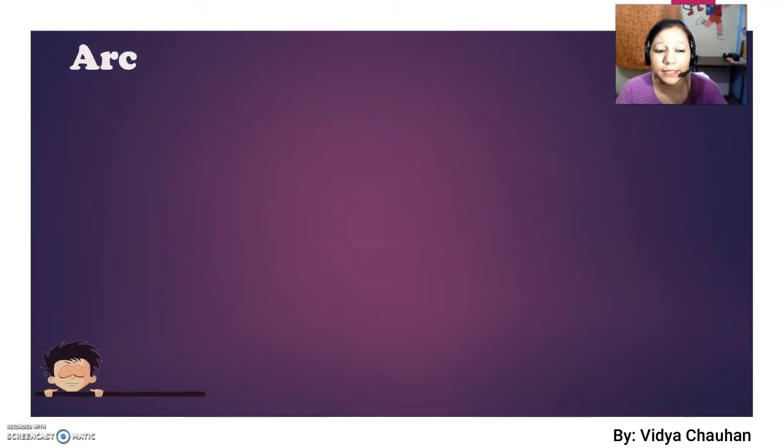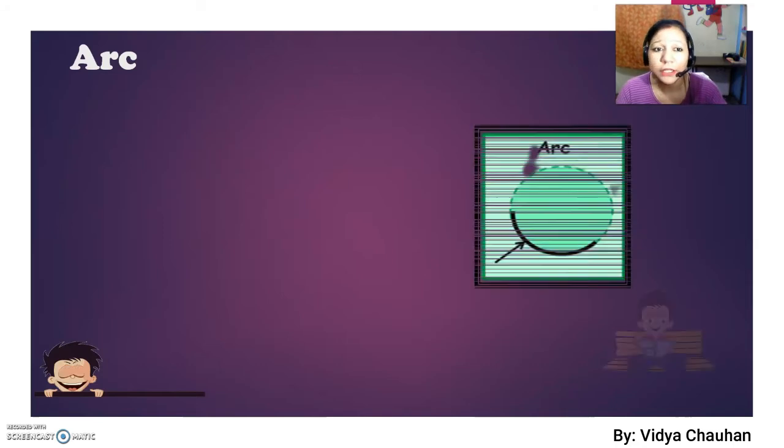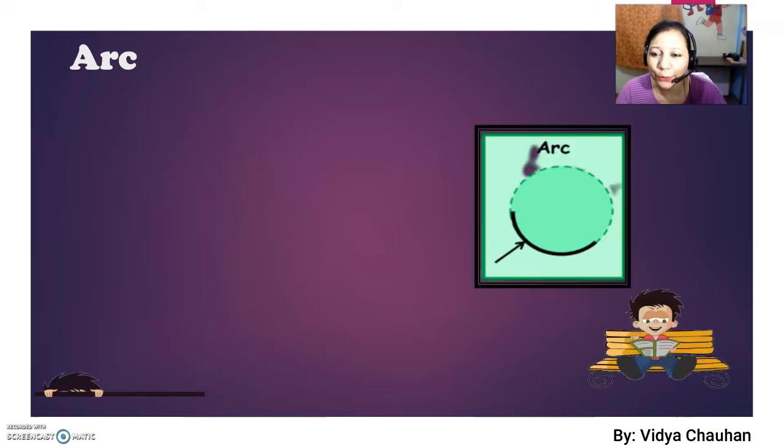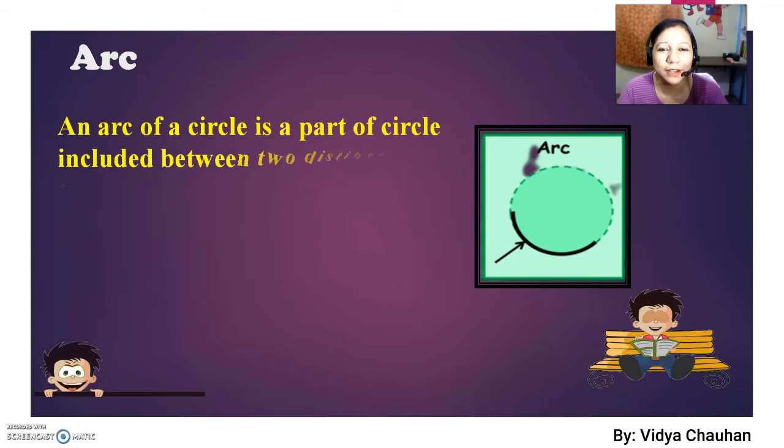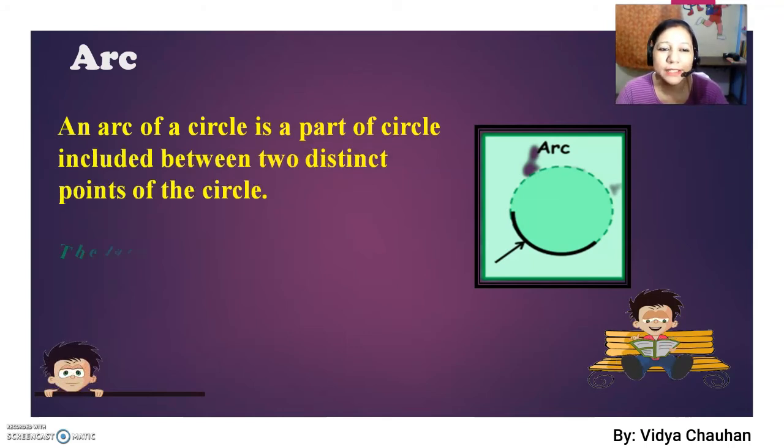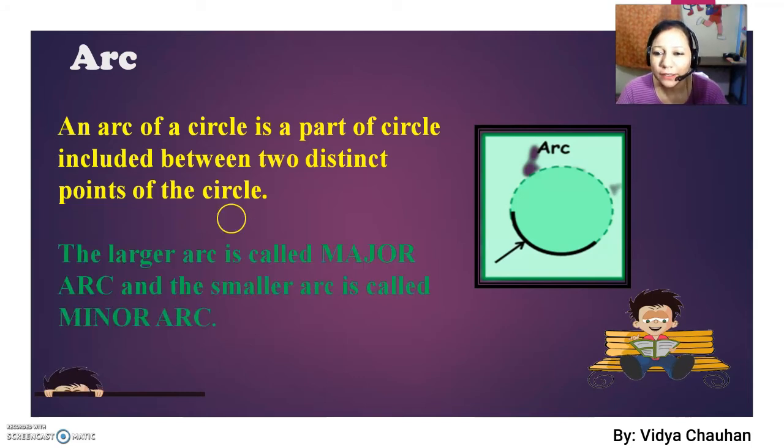After chord, next is our arc. So let's see what is an arc. You can see a curve here. An arc of a circle is a part of the circle that is included between two distinct points of the circle. So the actual portion of the circle which is included between two points. Suppose this is point A and this is point B. This curved portion between these two points is called an arc.